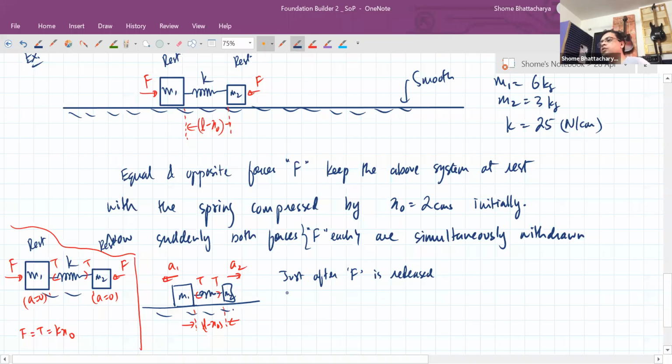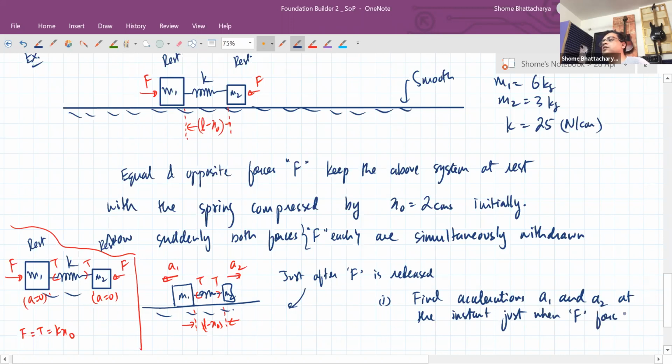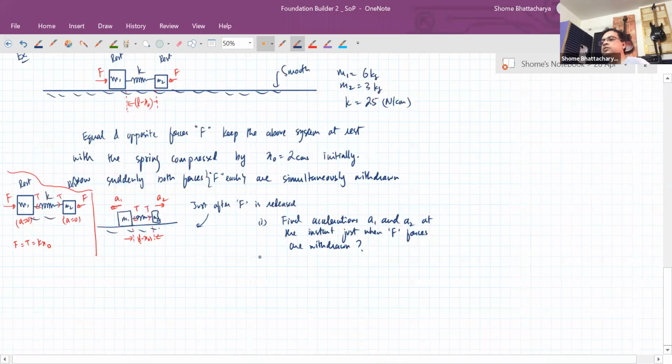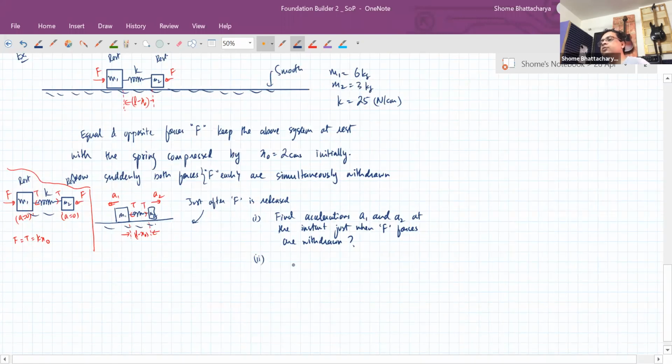So first of all, we have to find the accelerations A1 and A2 at the instant just when F forces are withdrawn. So that is more like a Newton's law problem. Actually, we'll discuss next. Now the second part is where our center of mass concept will come in.